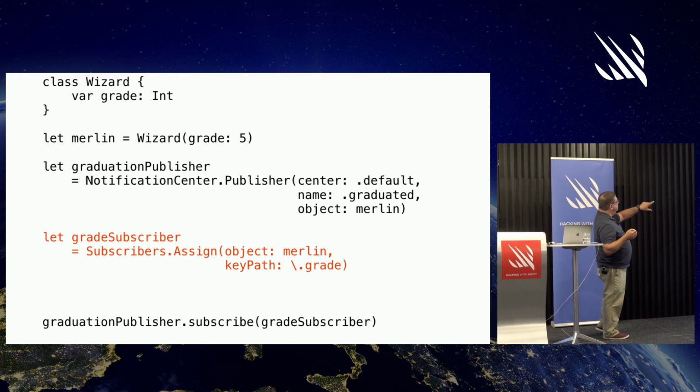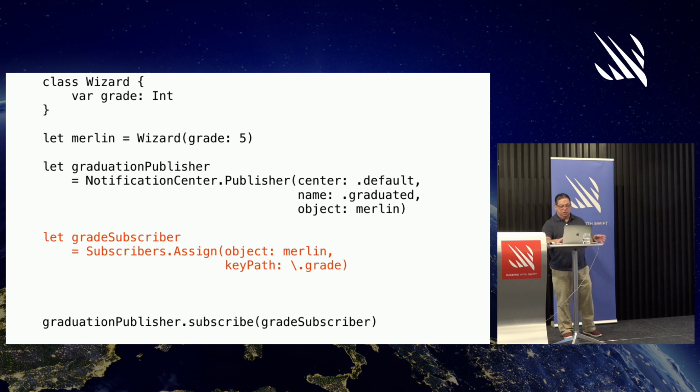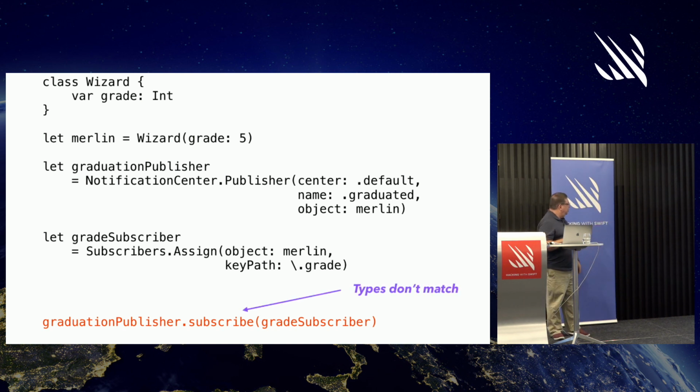But the problem is the publisher is sending out notifications, and the subscriber is waiting for ints. The types don't match. And when the types don't match, I can't do this. I can't say, hey, just subscribe to this thing you're giving out because you're giving me notifications. I want ints. And when the types don't match, something in your head is saying, ooh, map.